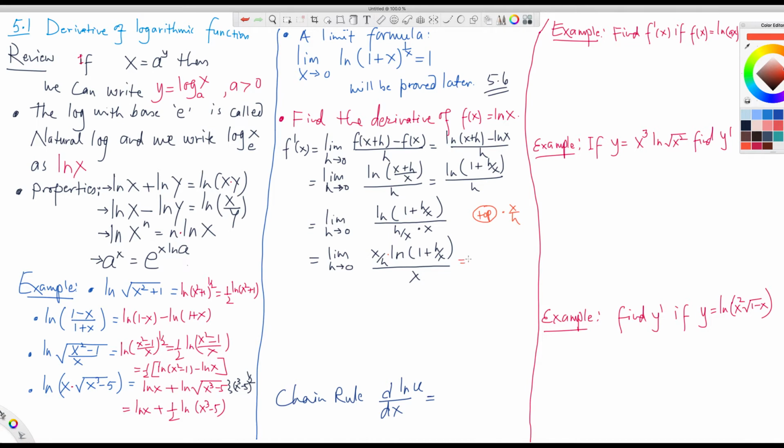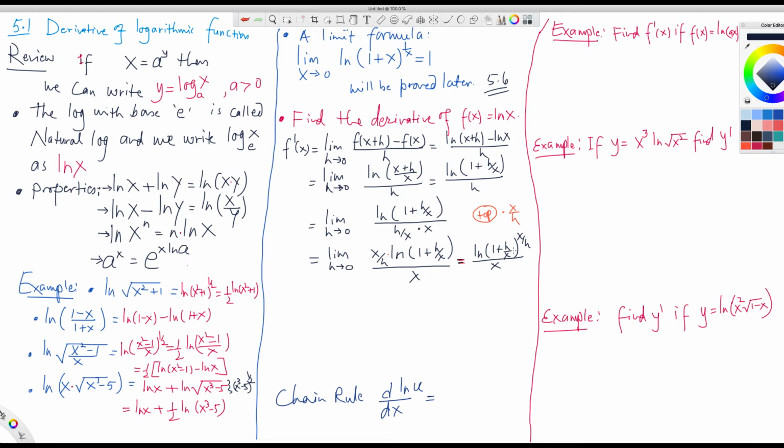So what I want to do next is write this: natural log of (1 plus h over x) to the x over h, divided by x. Do you agree with this? What did I do? The third property says that if there is anything in the exponent, you can pull that down in front of the log. Similarly, if there is something in front of the log, you can go the other way too: you can move it to the exponent. That's what I did.